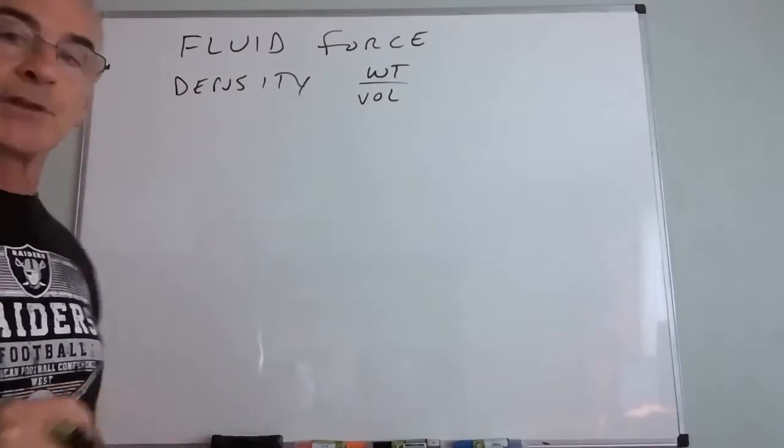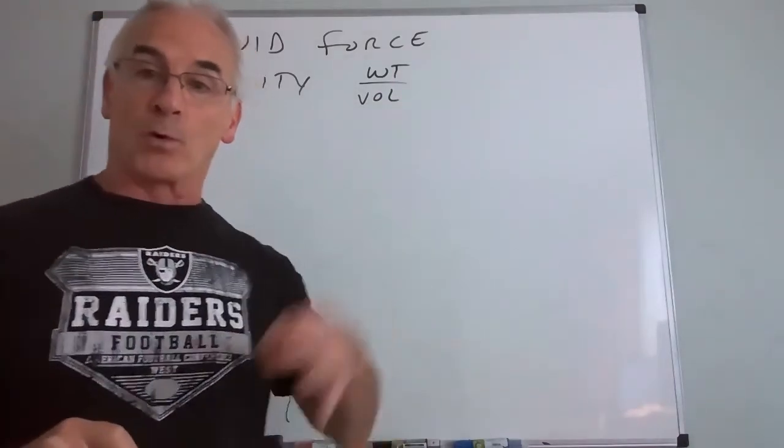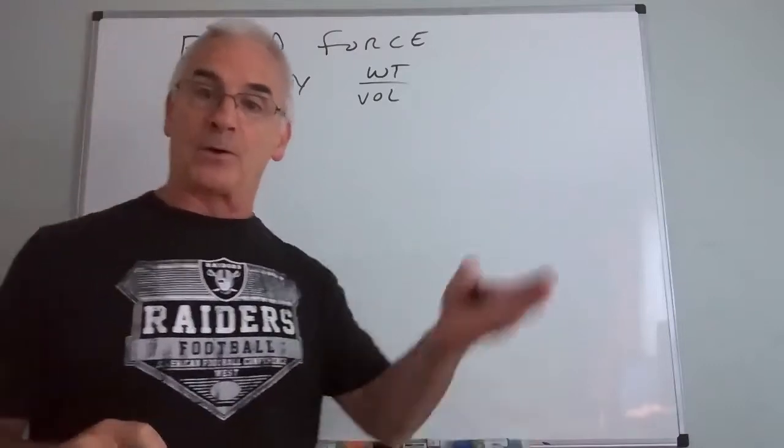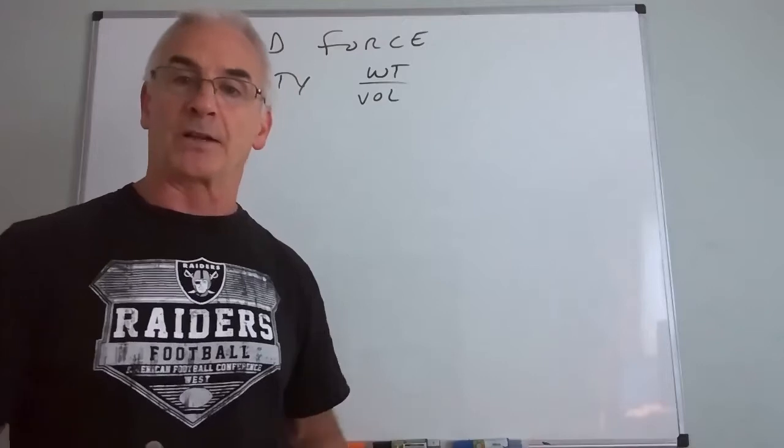Now, if you remember yesterday, I said technically there are 6 forms of density: mass or weight in the numerator and length, area, or volume in the denominator. It's a context thing. It depends on what we're talking about.